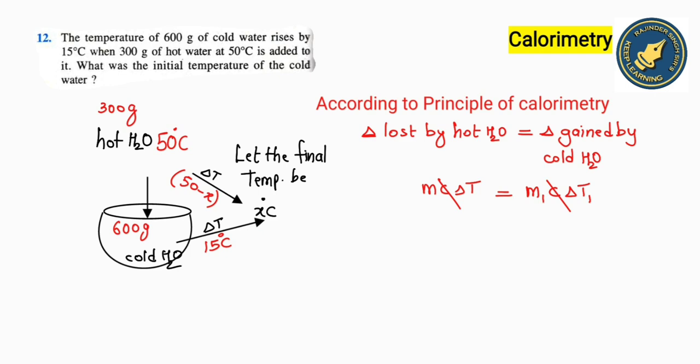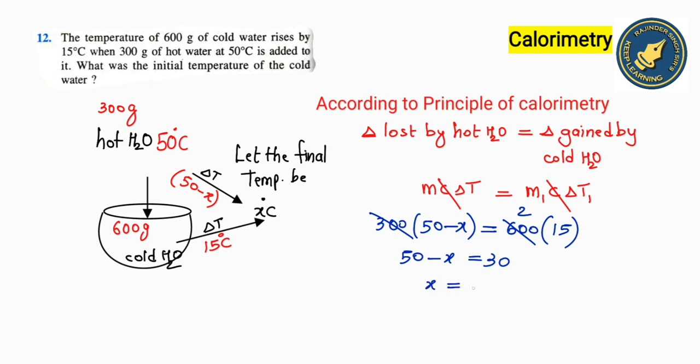Fine. Substituting the values. Heat lost by hot water is equal to heat gained by cold water. Right, C and C get cancelled. Mass, so I'm substituting the values, check. 300 twos are, so finally you are left with 50 minus X equals 30. So X equals 20 degrees Celsius. That is not the answer. They have asked you to find the initial temperature of cold water. Therefore, initial temperature of cold water will be how much? 20 minus 15 because delta T was 15. Hence, 5 degrees Celsius is the answer.